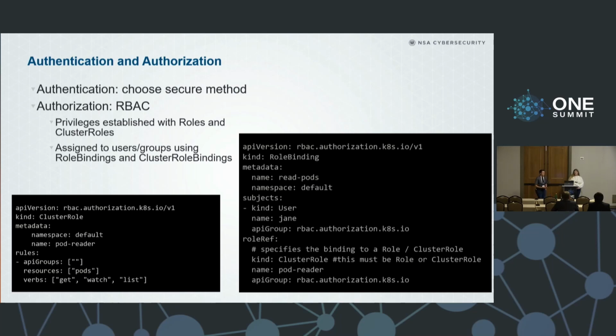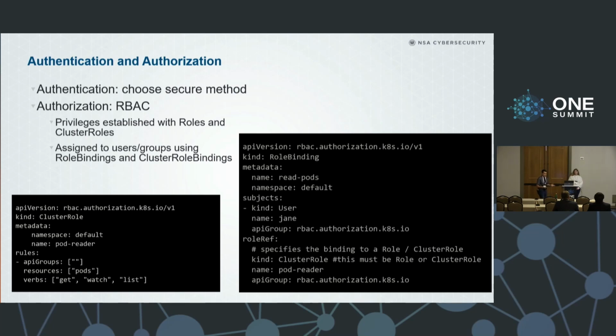One of the most common authorization mechanisms used in Kubernetes is RBAC, role-based access control. To use RBAC, you establish privileges with roles and cluster roles, and then assign those to user groups with role bindings and cluster role bindings. The example on the slide has a general cluster role on the left. It's a pod reader role that gives access to get, watch, and list actions on pod resources. On the right, we are assigning that to a user in a namespace.